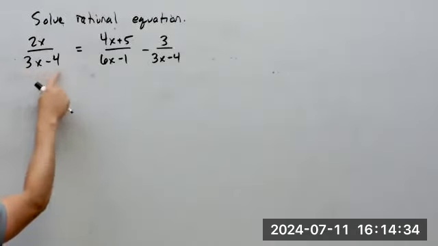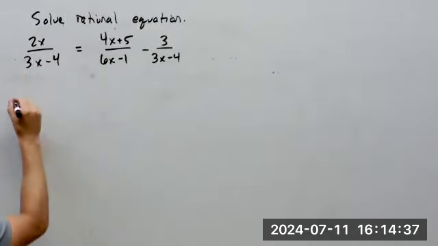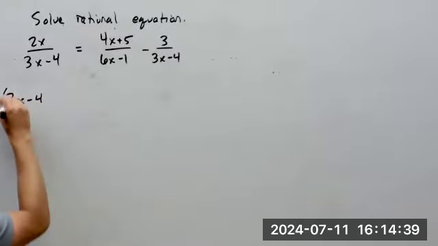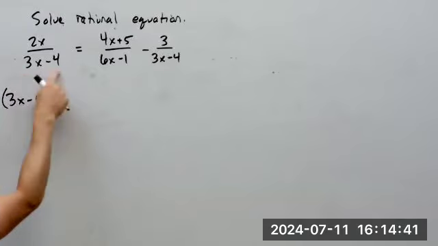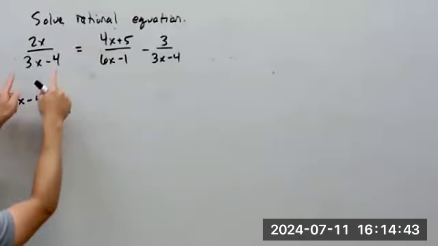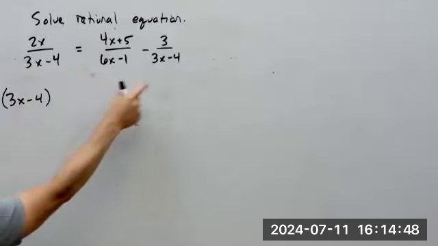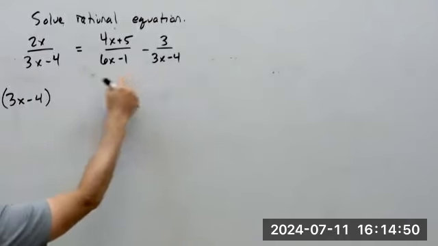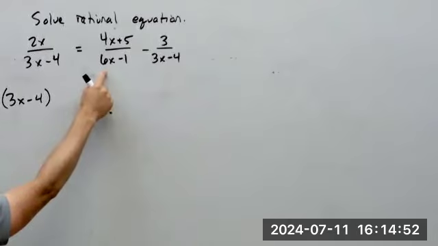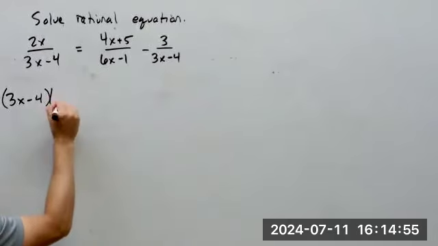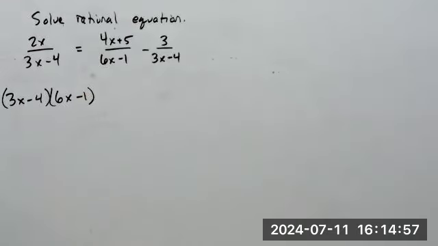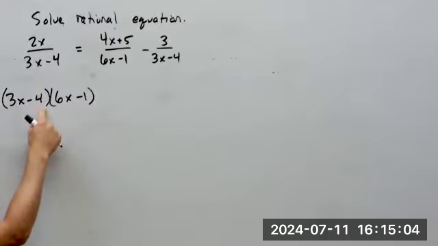Get rid of division by 3x minus 4. We're going to multiply both sides of the equation by 3x minus 4. So we're going to take 3x minus 4 times the left side and the right side. That will get rid of all of the division by 3x minus 4. Then we want to get rid of the division by 6x minus 1. So we're going to multiply both sides by 6x minus 1. So we're multiplying both sides of the equation by both 3x minus 4 and 6x minus 1.